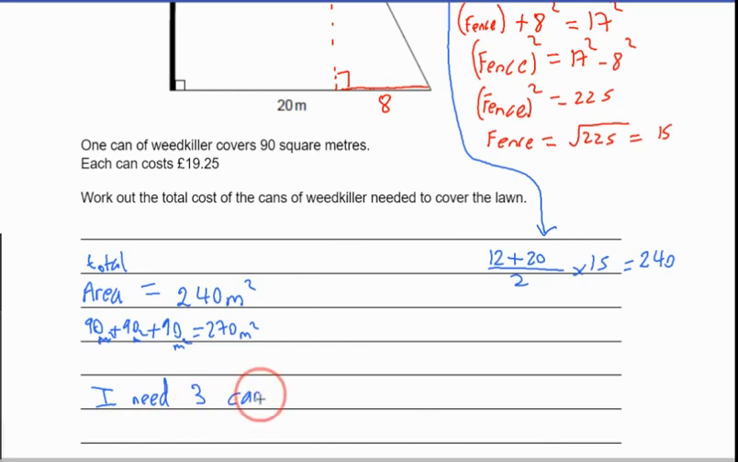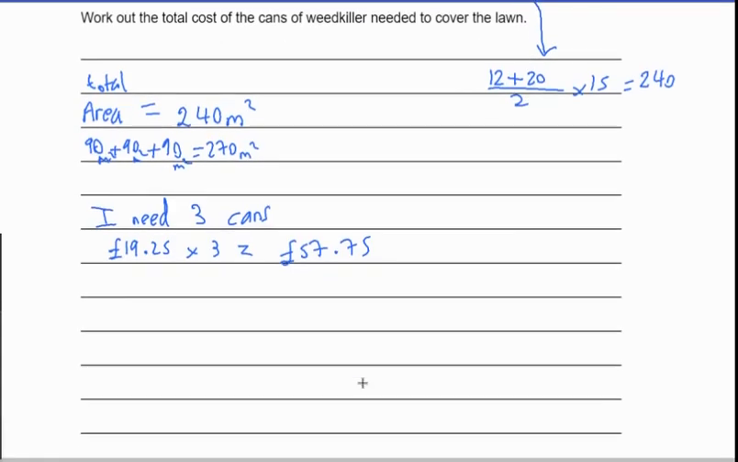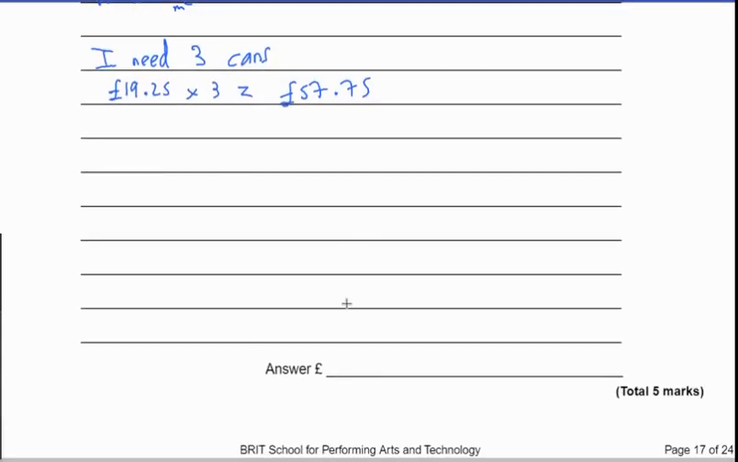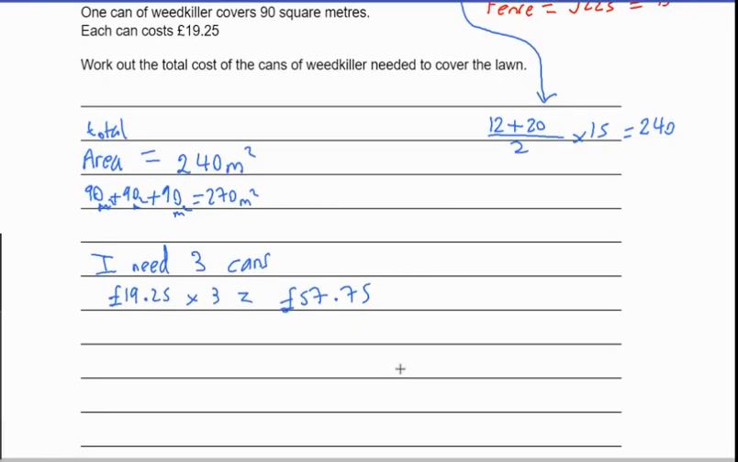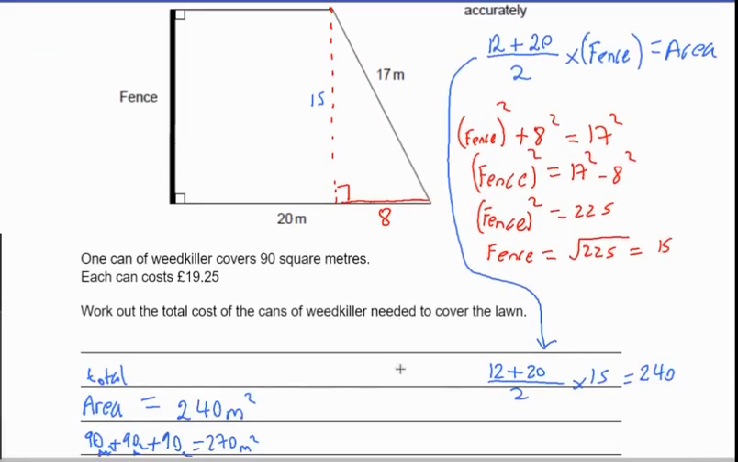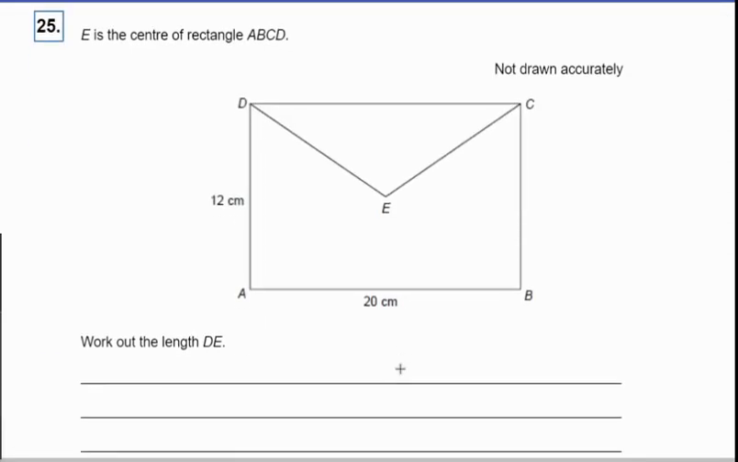Okay, so I need 3 cans, and we know that each one costs £19.25. So I've got £19.25 multiplied by 3. So 1925 times 3 gives me 57.75. Okay, so there we go. That is the amount that I'd be spending, £57.75. Don't know, is that a lot to spend for weed killer? Who knows? Okay, next question.